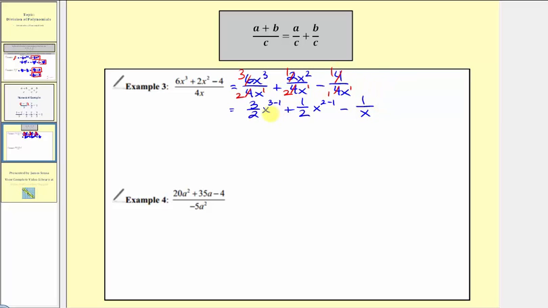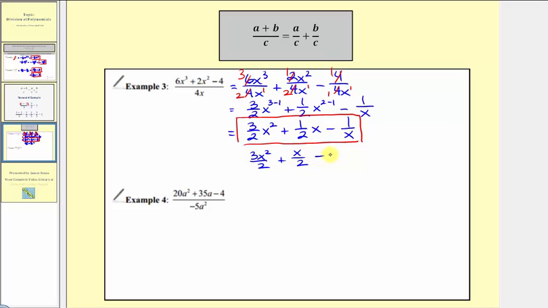Remember, we are asked to express this only using positive exponents, so there's no reason to write this as x raised to the power of -1. So here we have 3/2 x to the second plus 1/2 x, then again -1 divided by x. This would be our simplified quotient, which we could also express as 3x squared divided by 2 plus, here we could write this as 1 times x over 2, or just x over 2, minus 1 over x. Either of these forms are acceptable.